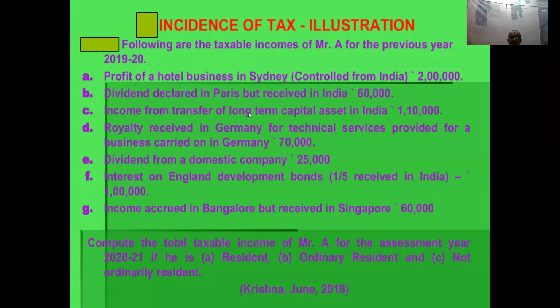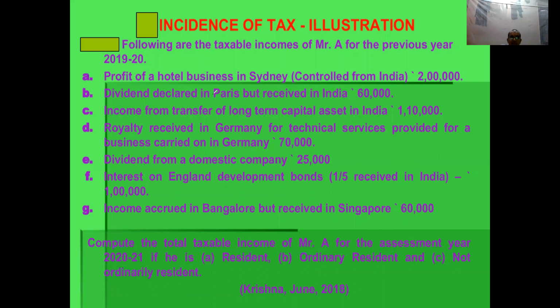First, we observe: following are the taxable incomes of Mr. A for the previous year 2019-20. Compute the total taxable income of Mr. A for the assessment year 2021. The previous year is 2019-20 and the assessment year is the next year, 2021. Three conditions are given: if he is resident, if he is ordinary resident, and not ordinarily resident. How it is going to be influenced, I will discuss. How many points are there? Seven points. Quickly, I will discuss.